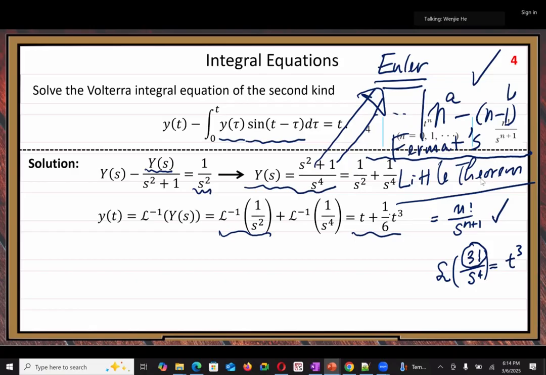How about that? It's a simple example. But we can see, in this kind of integral equation, the convolution operation is important. All right. So that's this.